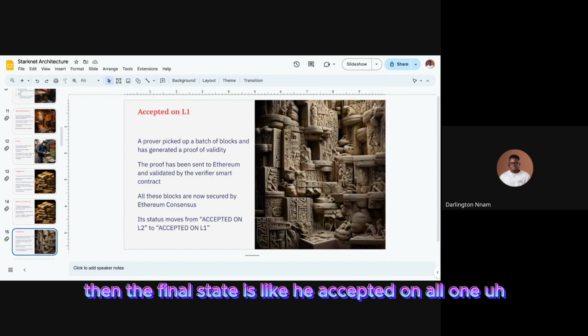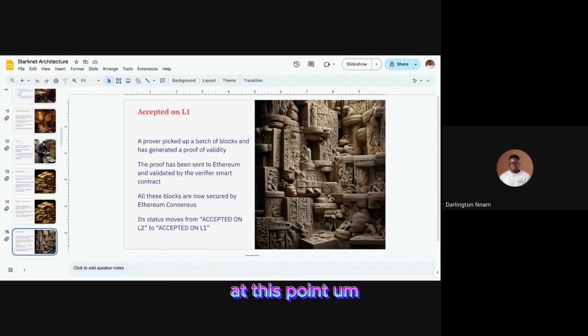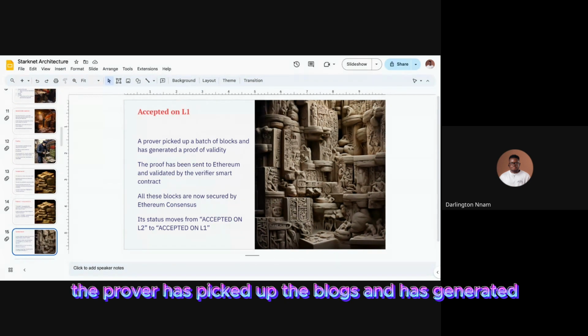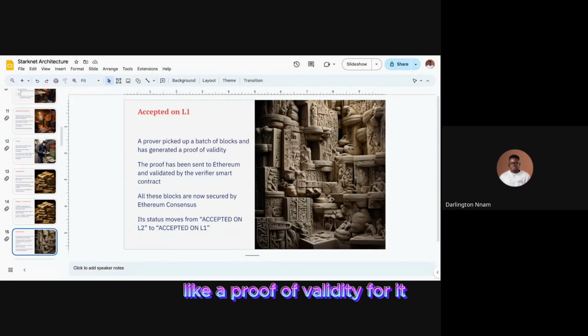Then the final state is accepted on L1. At this point, the prover has picked up the blocks and has generated a proof of validity for it. So these proofs that have been generated will now be sent to Ethereum, where they are validated by the verifier contract on Ethereum. That's Starknet's verifier contract on Ethereum.